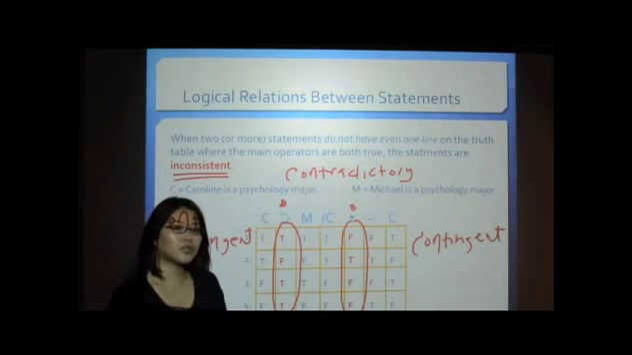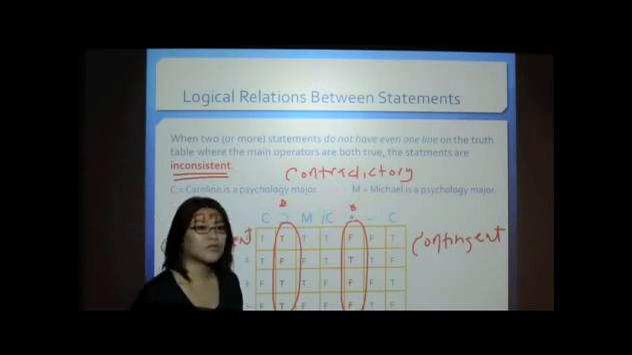So now that we know how to do truth tables for statements, individual statements as well as multiple statements, we can go ahead and understand how to do truth tables for arguments.